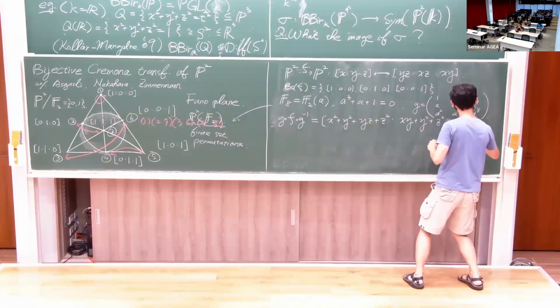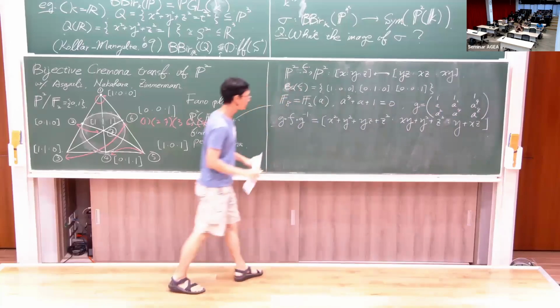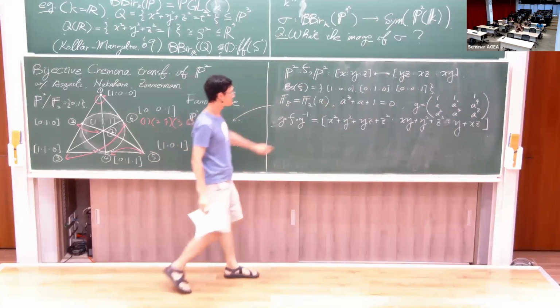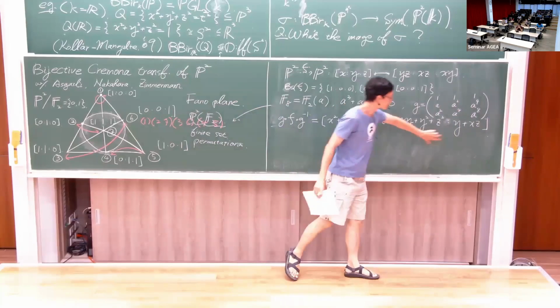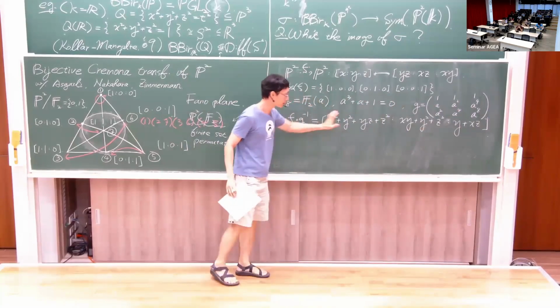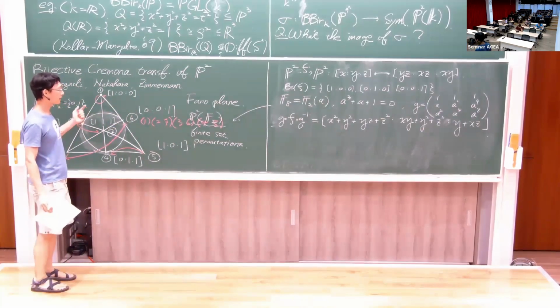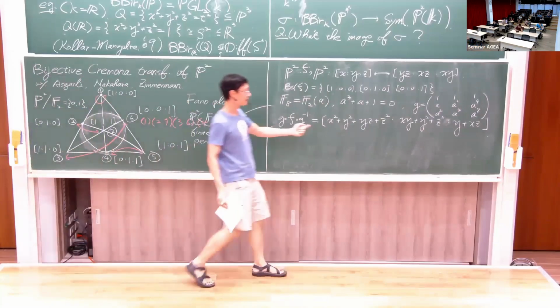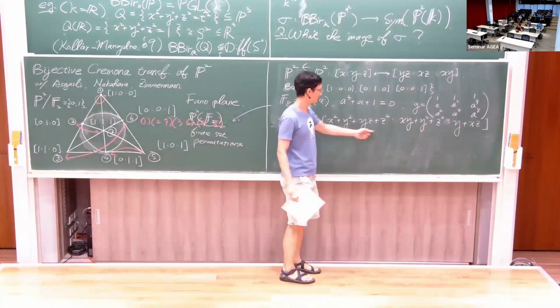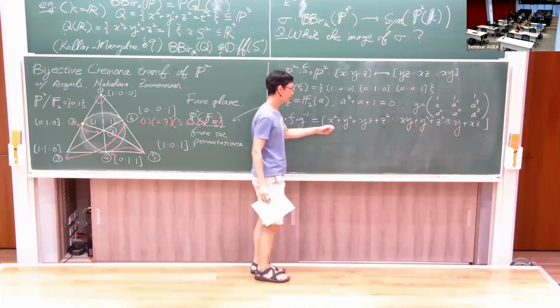Plus xc. Okay, so this is the formula for this map. It maps x, y, z to a point with these coordinates. So for example, if you plug in x, y, z equals 1, 0, 0, so y is equal to 0, z is equal to 0, then this goes to 0, this goes to 0, this goes to 1.